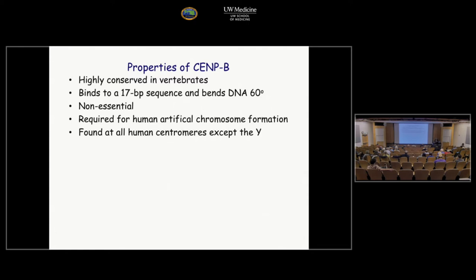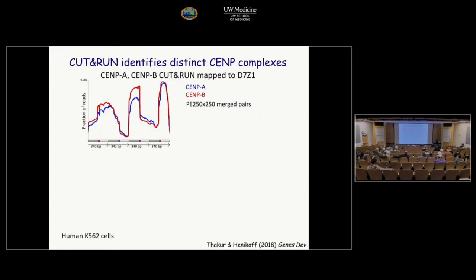So what we decided to do was to apply CUT&RUN to CENP-A and CENP-B and see if they're in the same particle. And indeed, they are. So this shows an example from centromere 7, an array that is very well studied, and you're looking at a sample of the array. And what is kind of remarkable about this is both CENP-A and CENP-B are showing occupancy that differs depending on the particular repeat, even though they're so similar.